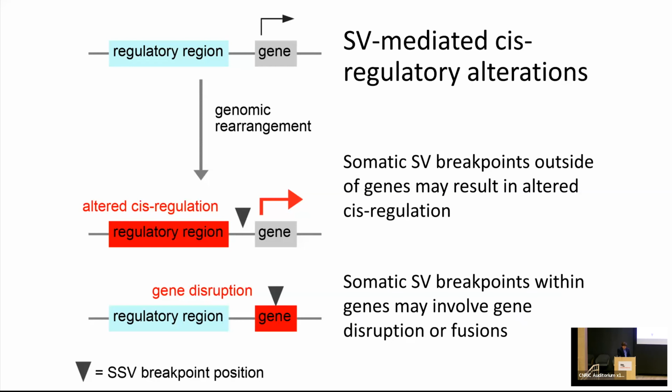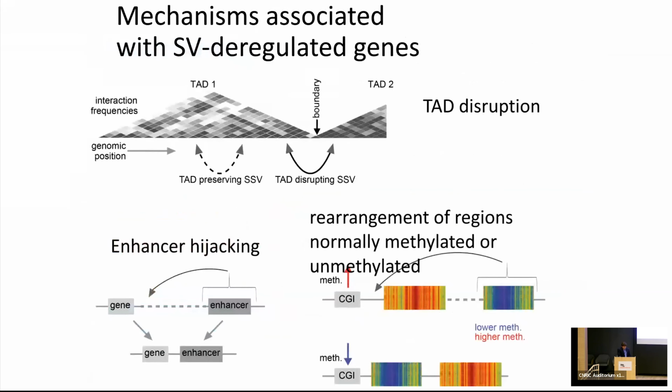This is in contrast to the scenario at the bottom, whereby somatic SV breakpoints within genes may involve gene disruption or gene fusions. And there's been a lot of attention on gene fusions in cancer, but we are also here interested in this phenomenon of altered cis-regulation. And there are a number of known mechanisms associated with SV-deregulated genes. More mechanisms likely remain to be discovered.